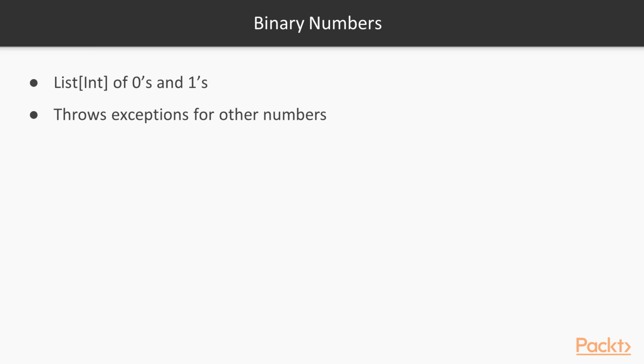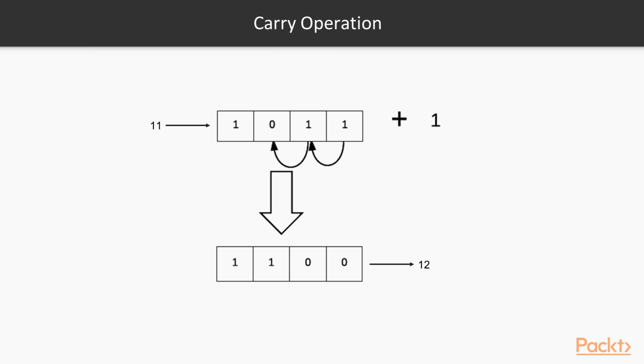We use a list of int to represent binary numbers, a list of zeros and ones. If you pass in a list that has any other numbers except 0 or 1, the algorithms will throw an exception. We'll first take a look at handling the carry operation. For example, when you add 1 to 1011, decimal 11, you get 1100, decimal 12. Here is how a carry is propagated.